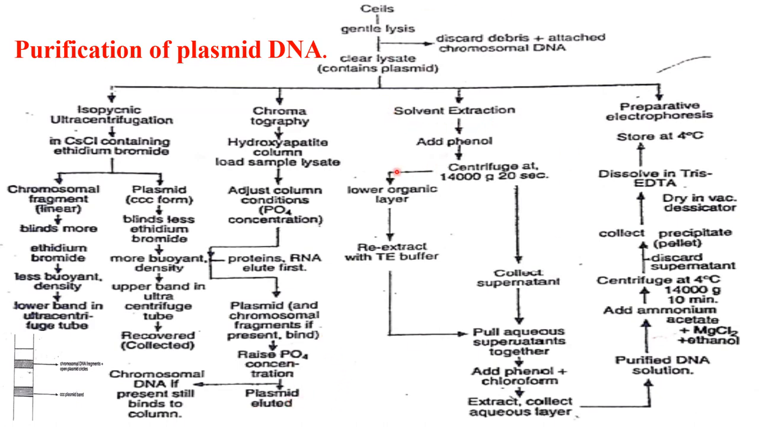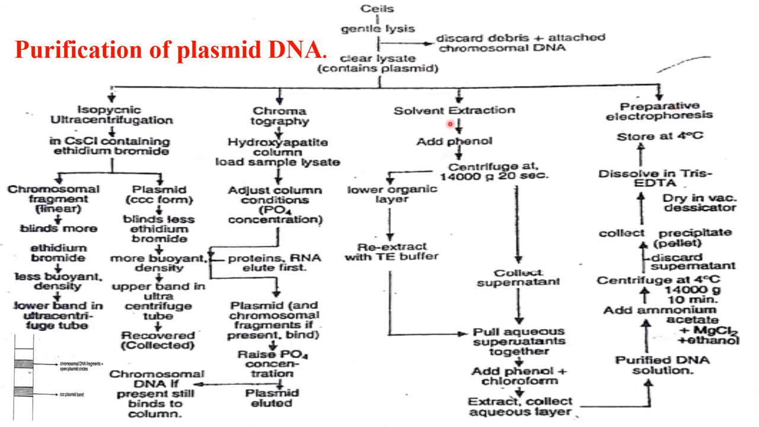Solvent extraction. Here first we will add phenol. In solvent extraction we take the plasmid, that is the clear lysate of the cell culture. See, in all the experiments, first we take the cell, gently lyse the cell, discard the debris and attached chromosomal DNA. The clear lysate will be taken for all these experiments.